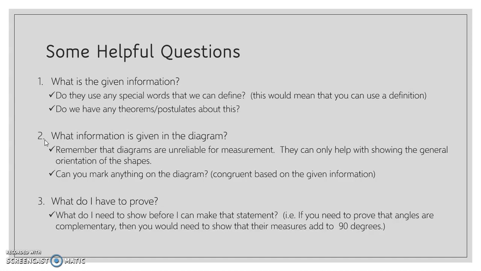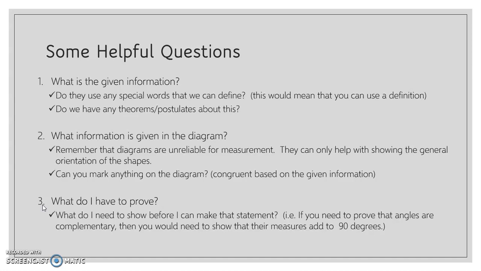Now, if you get stuck in the middle and you can't see how to connect this given information with your proof statement, then I suggest working backwards, going down to the proof statement and saying, what do I need to show before I can make this statement true? So if you need to prove that angles are complementary, then you have to show that their measures add to 90. And that's going to be the step right before you say, oh, so they're complementary. Okay, and then right before that, you're going to have to find out their angle measurements and see if they can add to 90. So start working backwards if you get stuck.